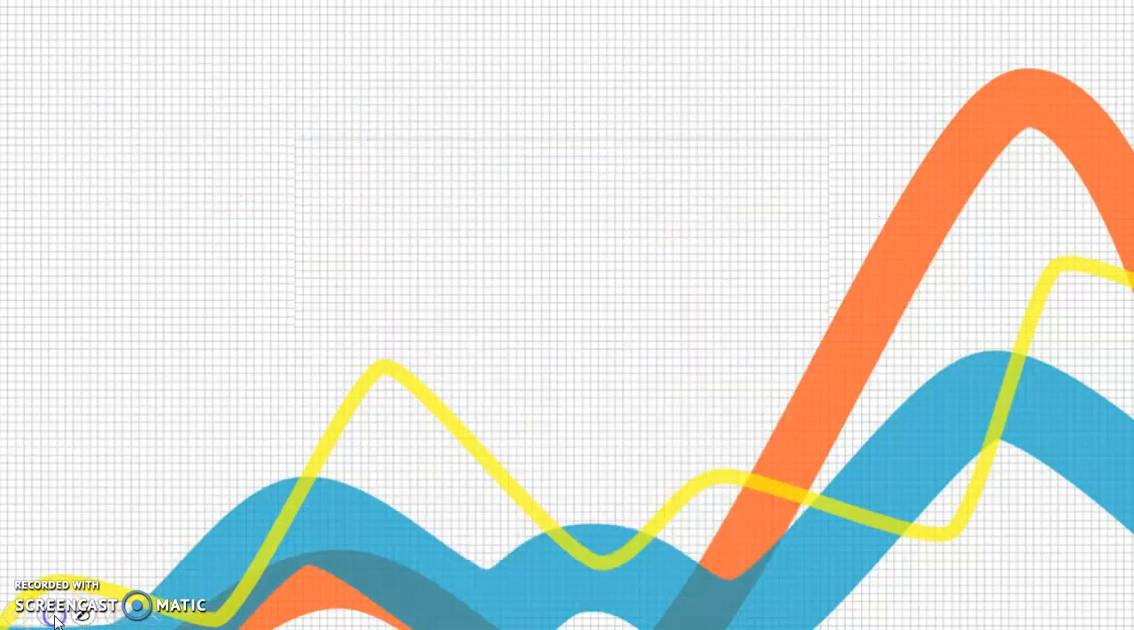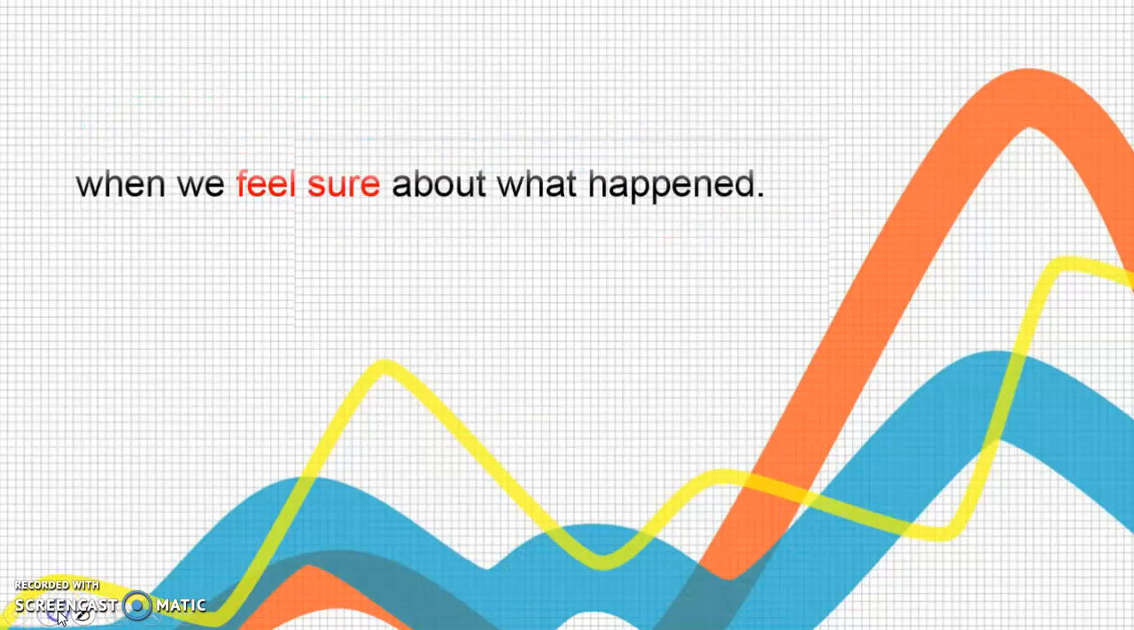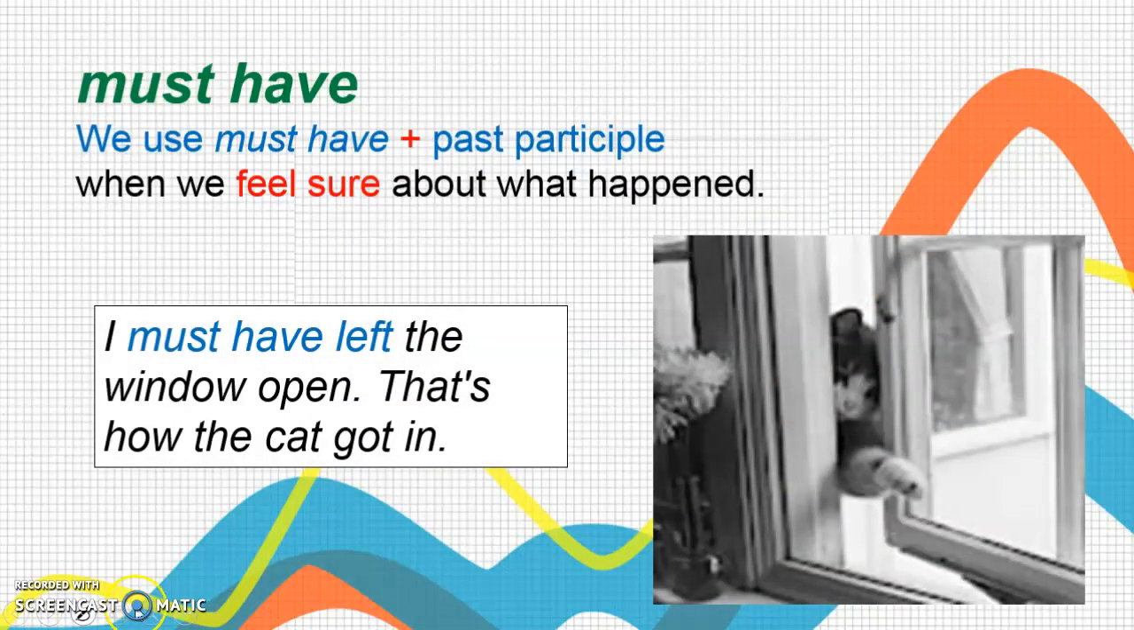Another example is: I must have left the window open. That's how the cat got in. So I feel sure that I left the window open, and because of that, the cat got in. I am expressing that I am sure.